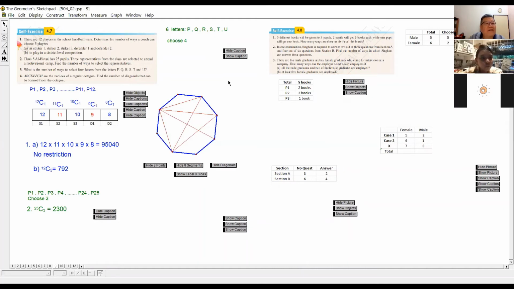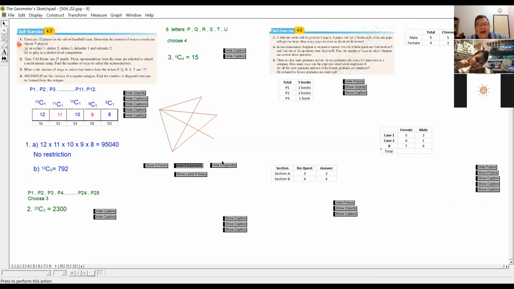How many do you have? How many do you want to choose? 6C4. Okay, good. 6C4. Right, the answer 6C4 is 15. Very good. This one is quite difficult, right?